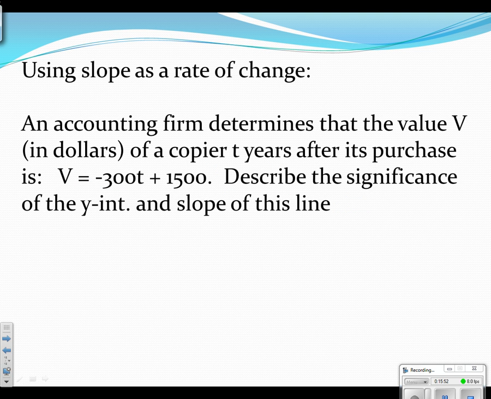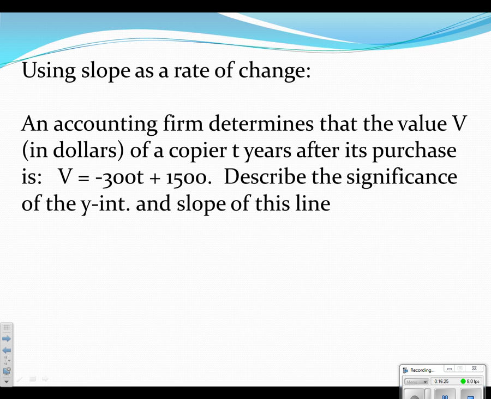Okay, so that's one example of how slope can come in helpful. It can also be used as a rate of change. Okay, so take a look at this example that I put up on the board here. If an accounting firm determines that the value of a copier T years after it's purchased is V equals negative 300T plus 1500, describe the significance of the y-intercept and the slope of this line. All right, I think you guys know that after you buy something, it's no longer worth the purchase price. It depreciates. That's what that word means. It's going to go down in value the longer you own it.